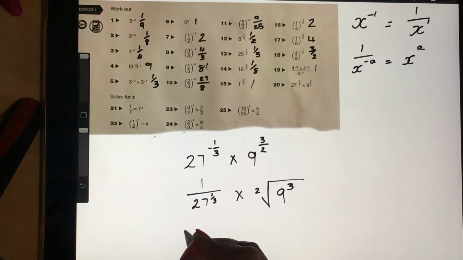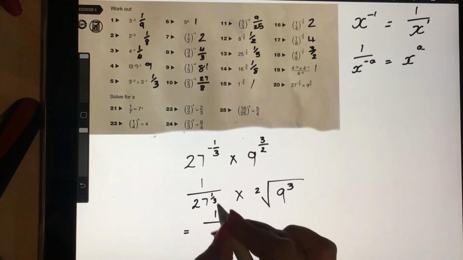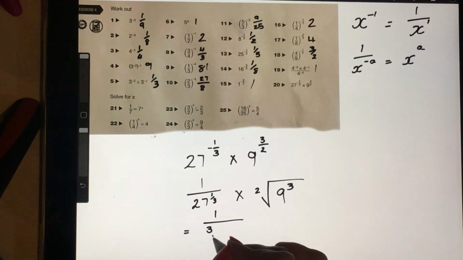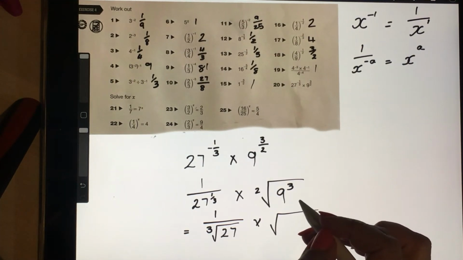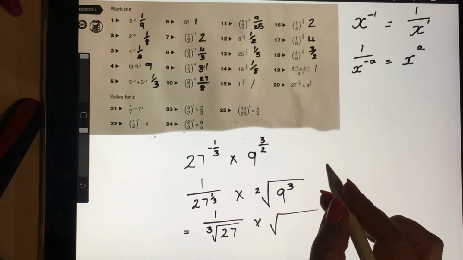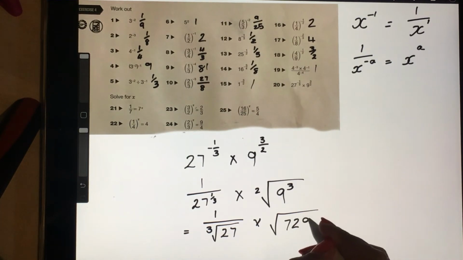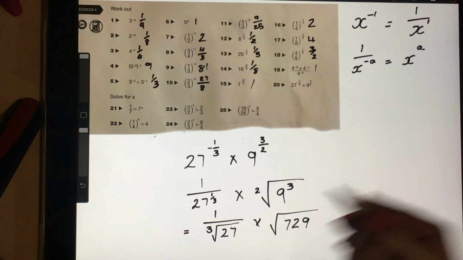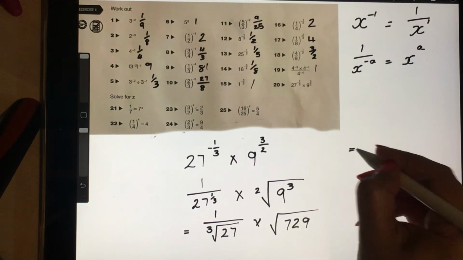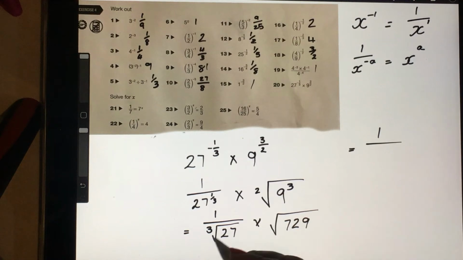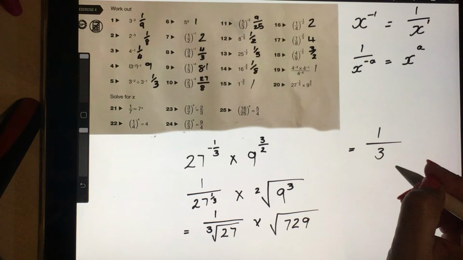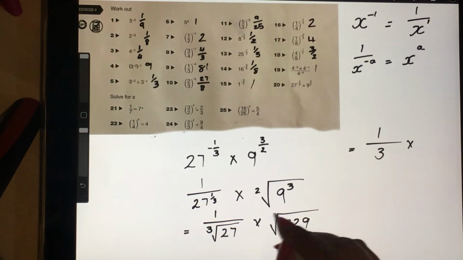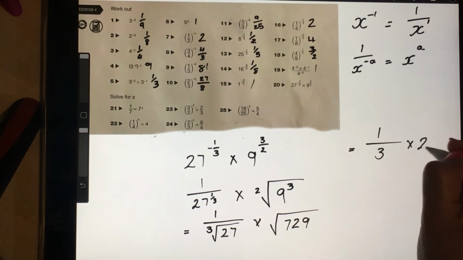Right, now I can see that 1 over, getting rid of the fraction, is the third root or the cube root of 27 times the square root, and 9 times 9 times 9 gives us 729. Right, I'm just going to carry on here. This would equate then to 1 over the cube root of 27 is 3, so it's 1 over 3 times, and the square root of 729 is 27.